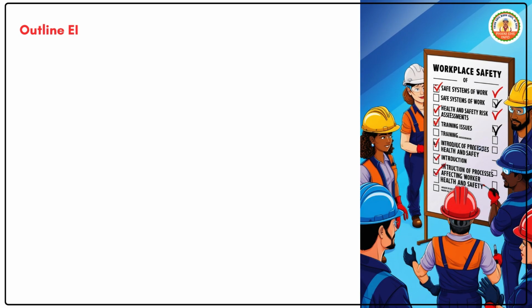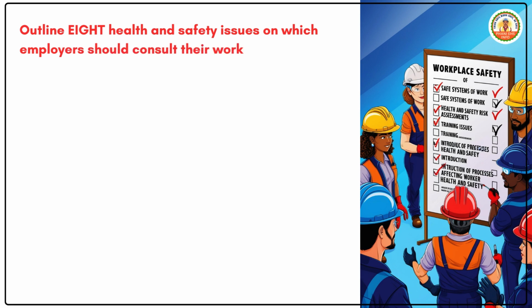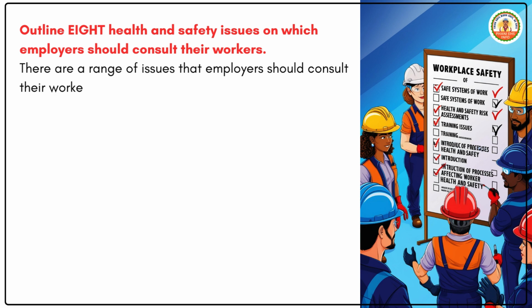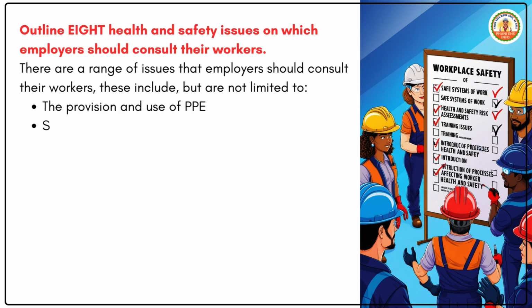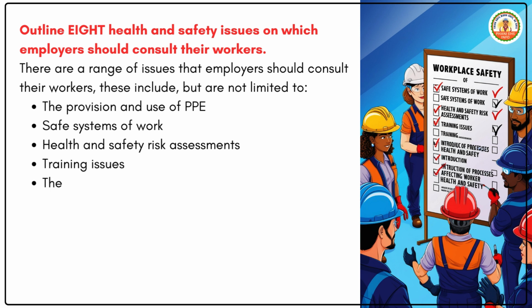Outline 8 health and safety issues on which employers should consult their workers. There are a range of issues on which employers should consult their workers. These include, but are not limited to, the provision and use of PPE, safe systems of work, health and safety risk assessments, training issues, the introduction of processes, etc.